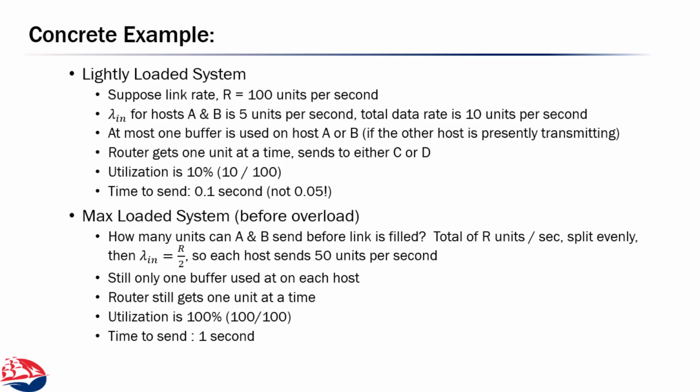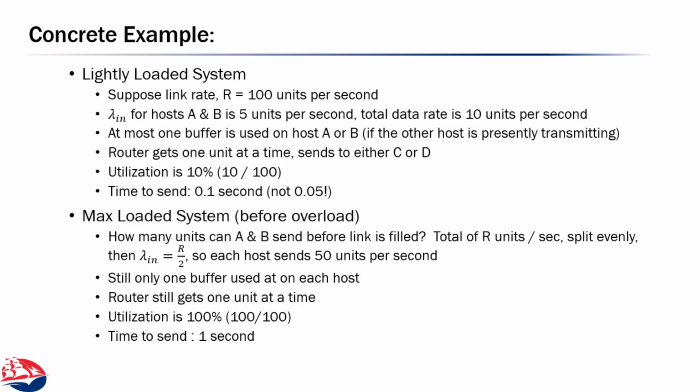At most, one buffer could be used on host A or B, because while A is trying to send, B is already sending, so we have to queue up on A. But as soon as B is done, A will go. There's really nothing to worry about. The router gets 1 unit at a time and sends it to C or D. The utilization is a total of 10 units per second out of 100 possible, so utilization is only 10%. And our time to send is only 1/10 of a second. Notice it's not 0.5, because our time to send is going to be the total utilization.